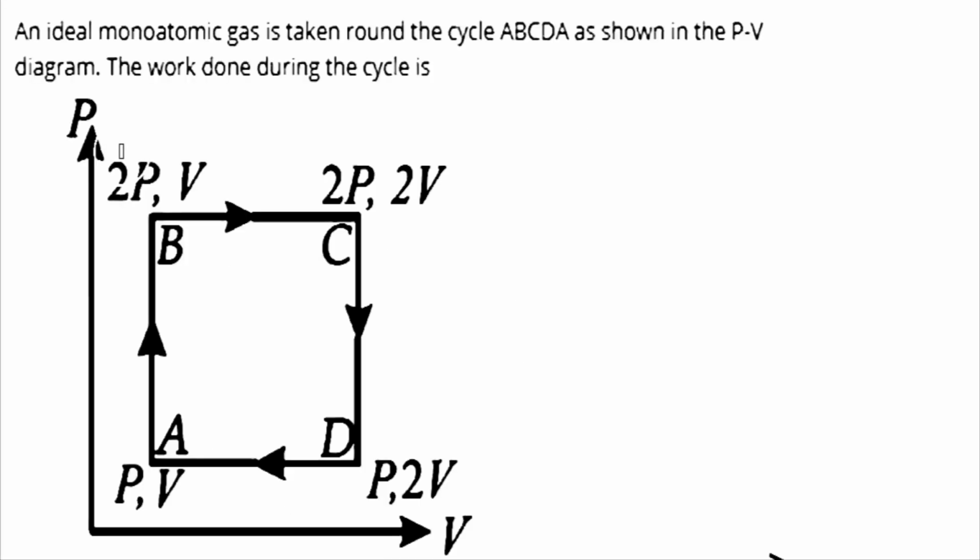Well, hello students, now we're going to see this question. The question says that an ideal monoatomic gas is taken around a cycle ABCDA as shown in the PV diagram. So this is basically the path followed. We need to find the work done during the cycle. So what is work done?